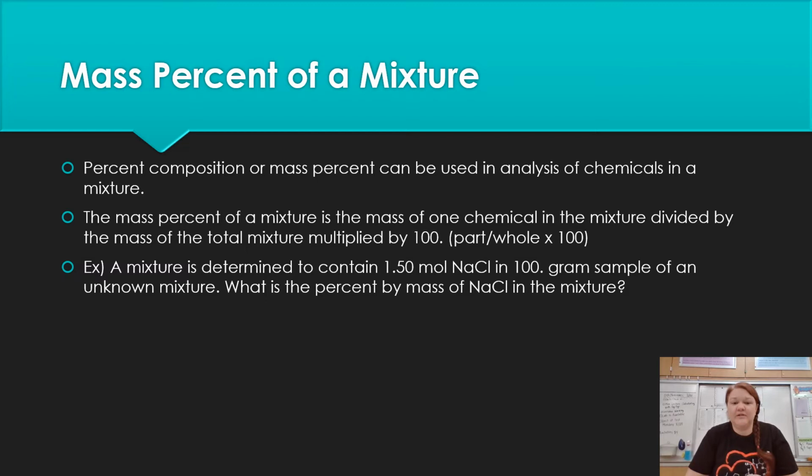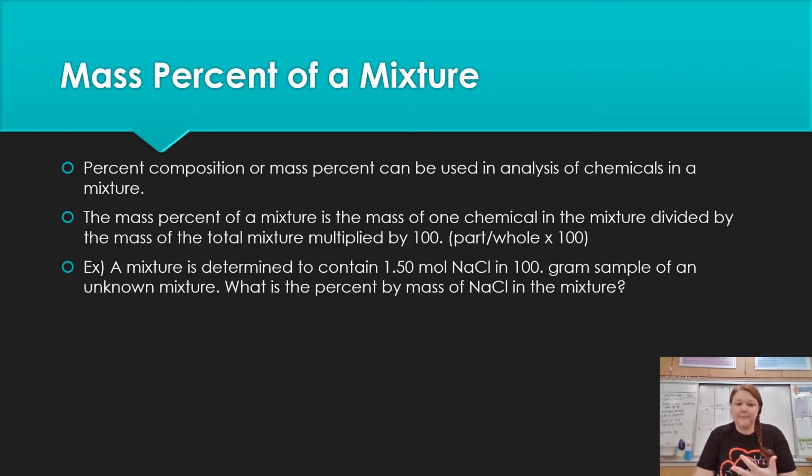The mass percent of a mixture is the mass of one chemical in the mixture divided by the mass of the total mixture. So we're looking at one particular chemical in the total mixture, and then we multiply by 100 to make it a percentage. Like all percentages, it's the part we're analyzing out of the whole thing, times 100. Because it's called mass percent, we want those units to be in grams, or mass.